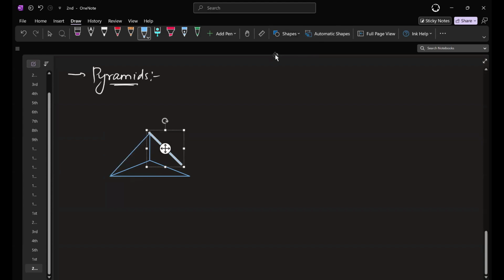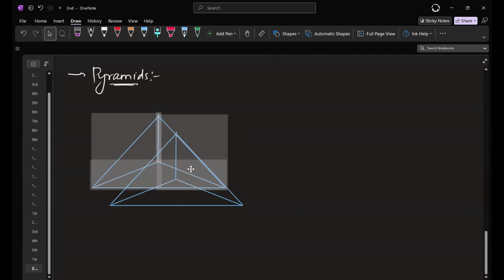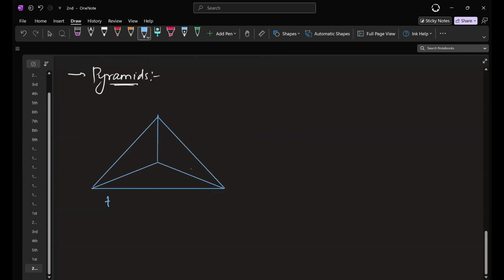This is obviously with a triangular base, not rectangular. Zoom this in. This is a triangular pyramid. Okay, now I'm going to draw a square pyramid for you, or we can also say a rectangular pyramid. And why am I going to draw that? Because we have to calculate the volume of that figure. That is why that shape is necessary.